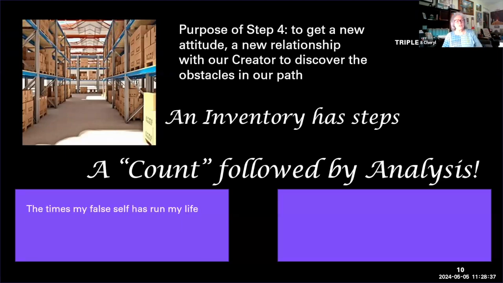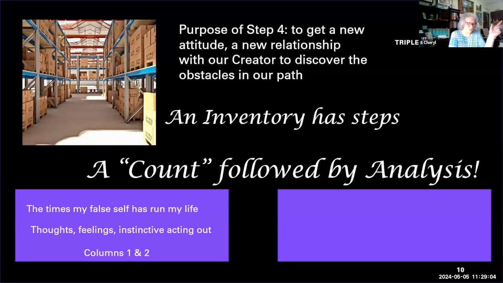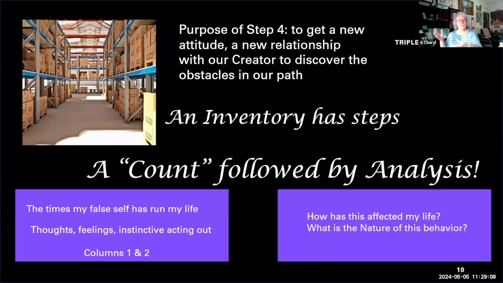Now, the key here is in our inventory. It basically says, when are the times that the false self has run my life? That's the count that we're doing, in essence. What are the thoughts and feelings and instinctive acting out that my ego has done? And that is column 1 and 2 in the 4th step inventory. When are the times that this happened? That's basically the count. And then, how has this affected my life? What is the nature of this behavior?